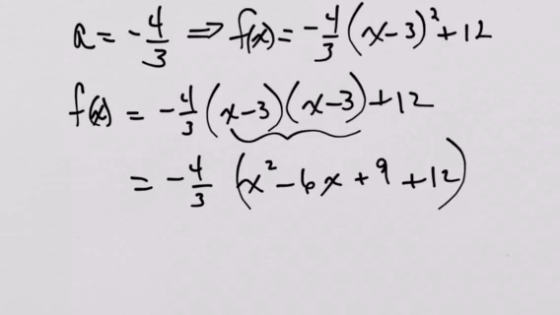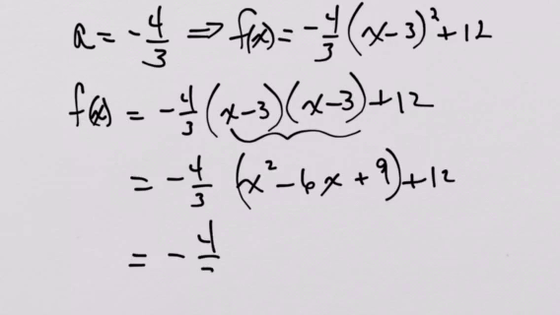Scratch that. Yes, it's all going to be in parentheses except for the 12. So, just like so. Now what I'm going to do is distribute the negative 4 over 3 to the three terms in the parentheses, and that will give me the following.